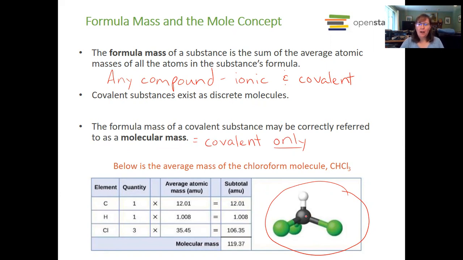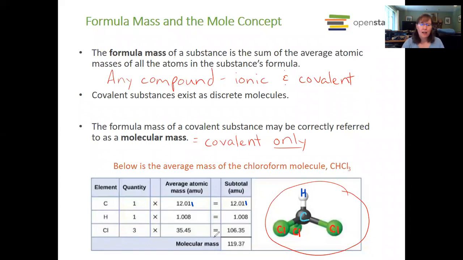As you can see here, we have one carbon right here in the center, and then we have 3 chlorines, 1, 2, and 3, and we have 1 hydrogen up here. That means that we have 1 carbon at 12.01. In your periodic table, it's actually 12.011. And then hydrogen, we have 1 of those at 1.008.